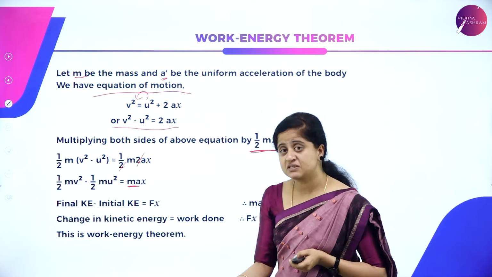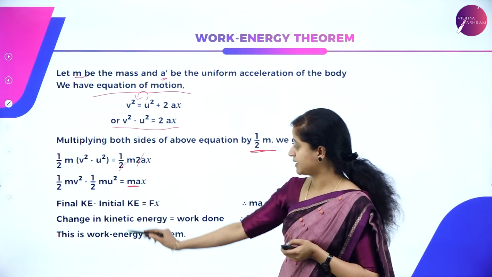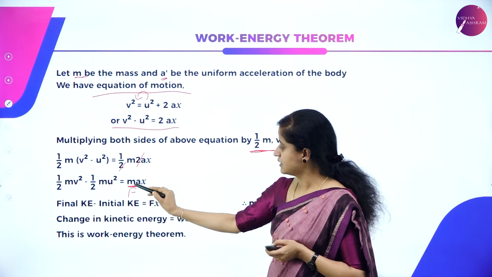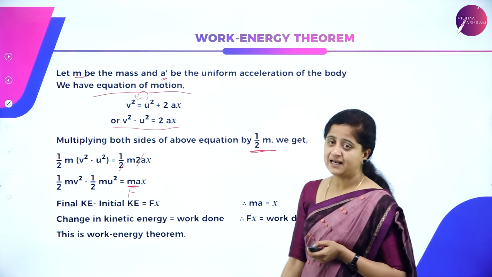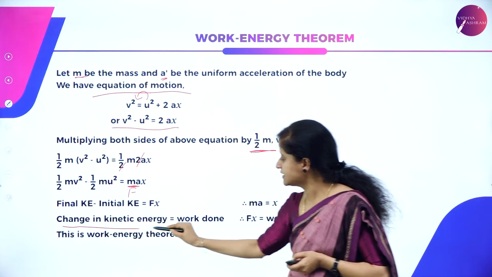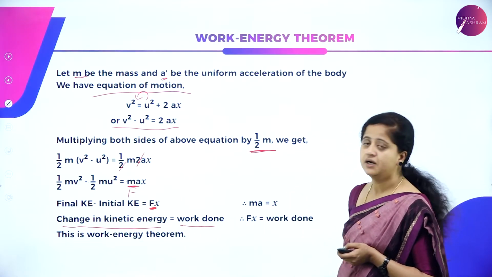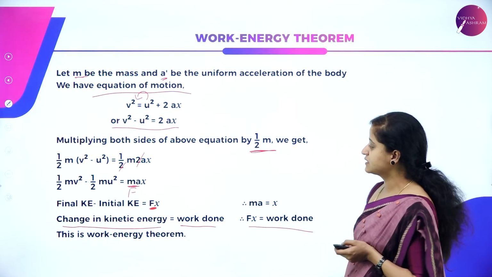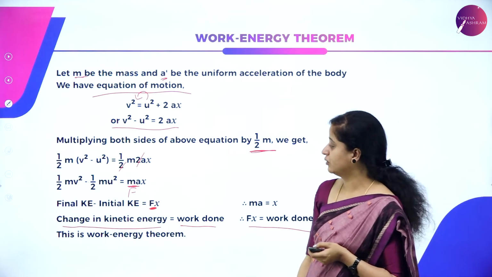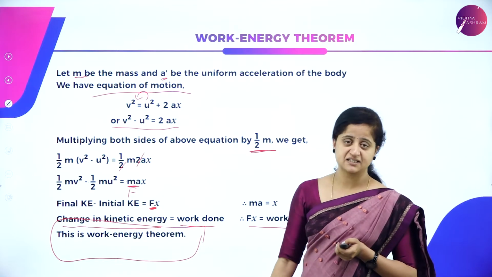What is force into displacement? That is nothing but the work done. So we can write final kinetic energy minus initial kinetic energy equals F into x, because force is equal to mass into acceleration. This final minus initial kinetic energy is the change in kinetic energy, which equals force into displacement, the work done. Because we know Fx is equal to work done, we can say that the total work done is equal to the change in kinetic energy, and this is called the work energy theorem.